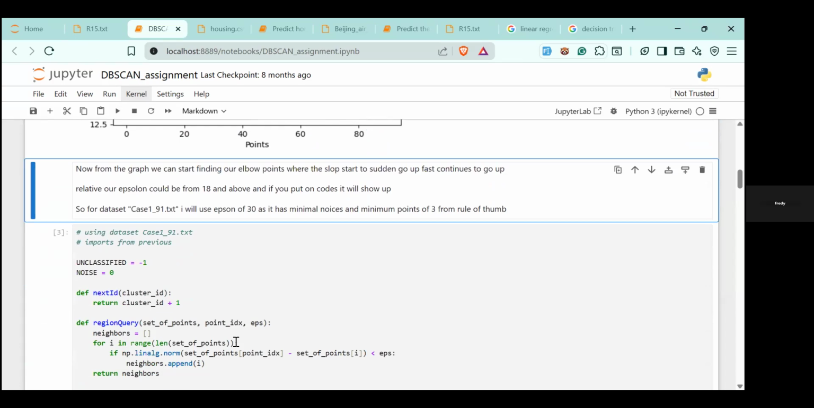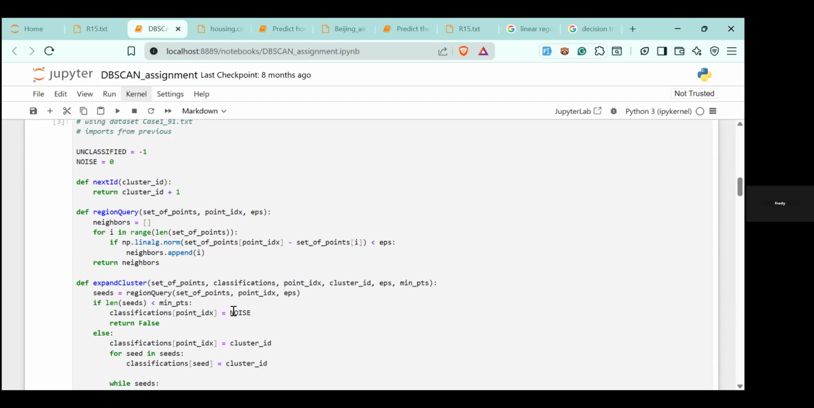So now we already have the two parameters. We have the epsilon, we have the min point. We need to go on writing the DBSCAN.